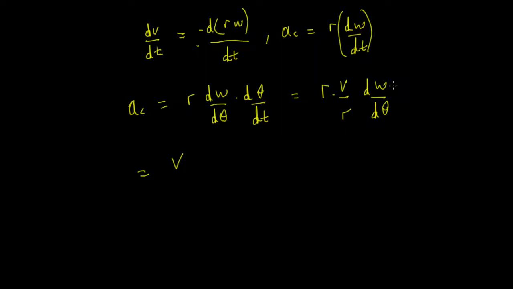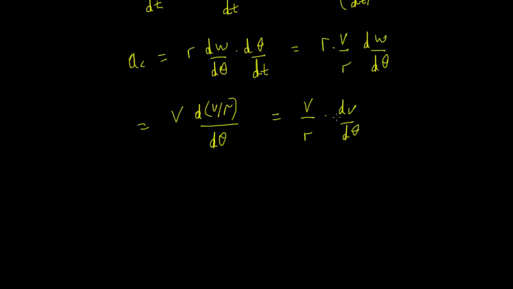Well, again, omega is v upon r, so you can just write that as d v upon r by d theta. Okay, now again the r comes out because it's a constant, so you're going to have v upon r times dv by d theta. Now I'll give you a little heuristic argument, and then I'll give you a little proof of this. This dv by d theta is just the same as v.